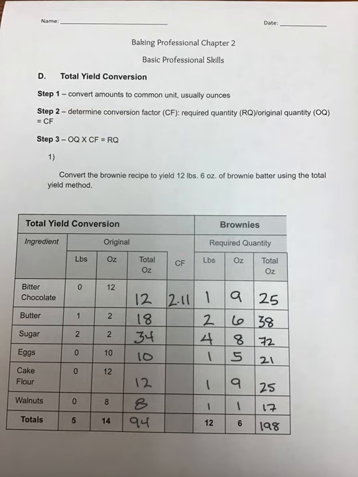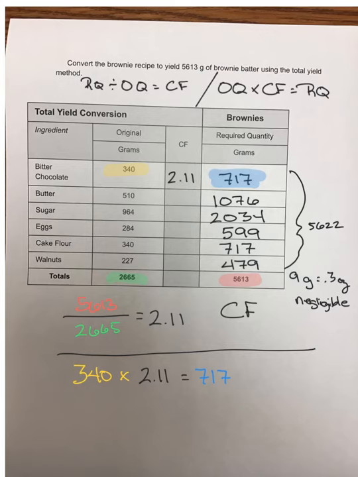Here's a copy of the finished worksheet without all my scribbles on it. Go ahead and copy these answers into your first one. Better yet, work through to see if you get the same answers I did, and you'll be in better shape for the remaining problems. We're going to look at this same recipe, total yield conversion, but we're going to use grams instead of pounds and ounces. So we don't have to convert to a common unit, it's already in grams.